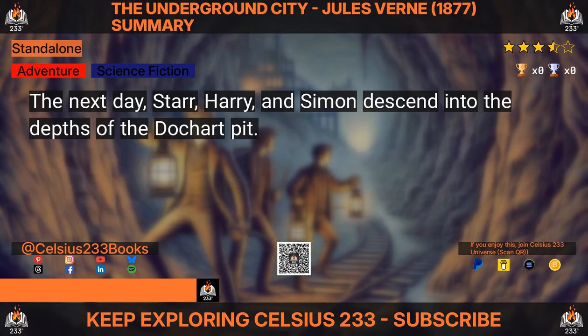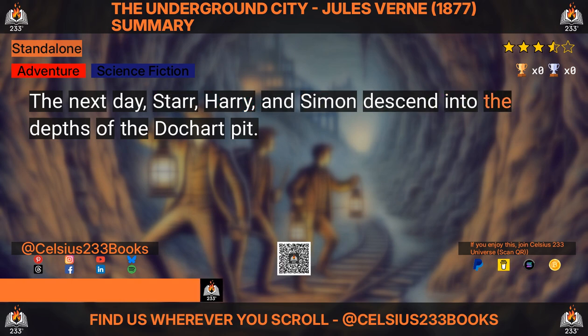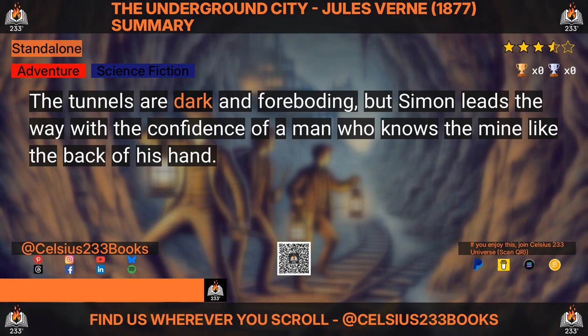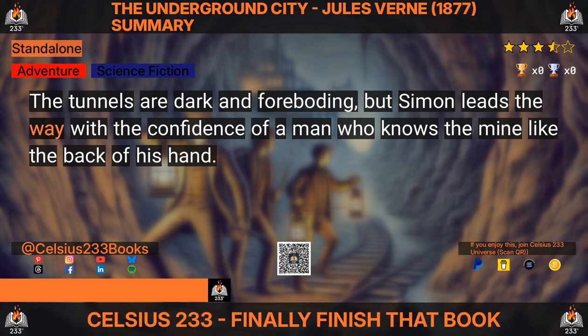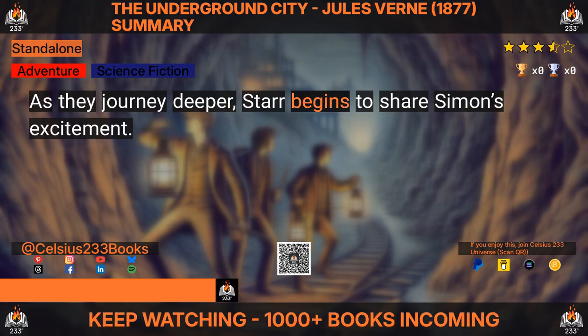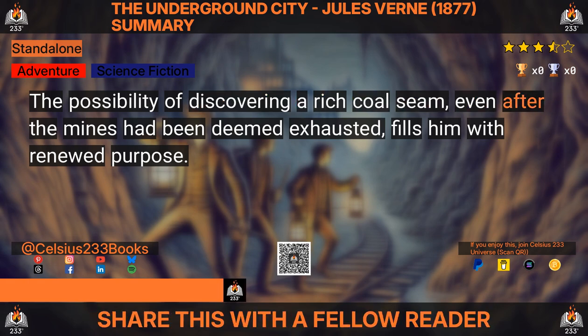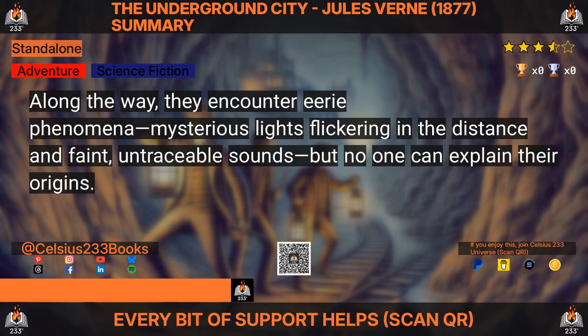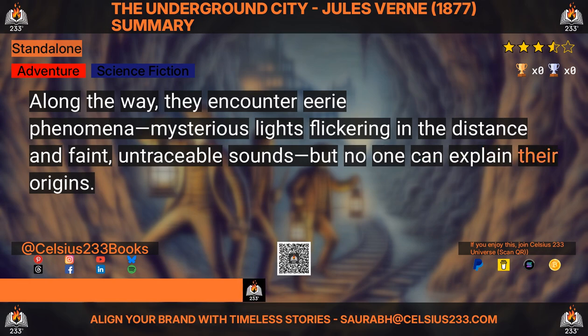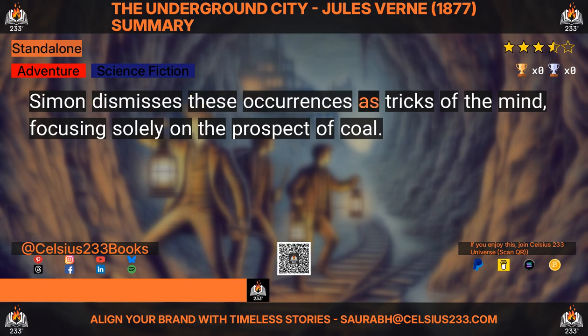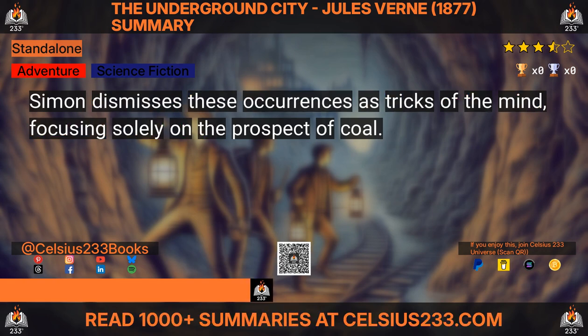The next day, Starr, Harry, and Simon descend into the depths of the Dochart pit. The tunnels are dark and foreboding, but Simon leads the way with the confidence of a man who knows the mine like the back of his hand. As they journey deeper, Starr begins to share Simon's excitement. The possibility of discovering a rich coal seam, even after the mines had been deemed exhausted, fills him with renewed purpose. Along the way, they encounter eerie phenomena, mysterious lights flickering in the distance and faint, untraceable sounds, but no one can explain their origins. Simon dismisses these occurrences as tricks of the mind, focusing solely on the prospect of coal.